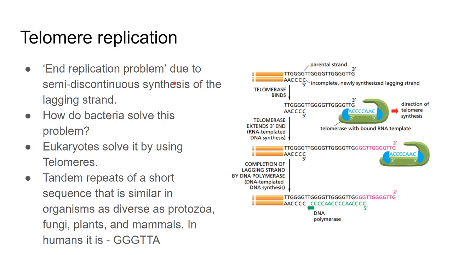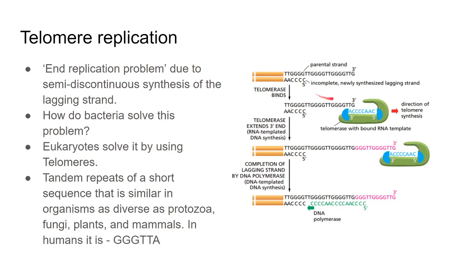The end replication problem occurs because of semi-discontinuous synthesis. So what is semi-discontinuous synthesis? We know that the leading strand synthesis is continuous. And we've discussed in the two lectures earlier that the lagging strand synthesis is semi-discontinuous. It needs to step back and replicate and then move back again and then replicate. So it's kind of like a stepper replication. Now you remember that there's a 3' end required for replication. So your DNA polymerase cannot replicate from this 5' end. It needs a 3' end. It cannot replicate from a 5' end.